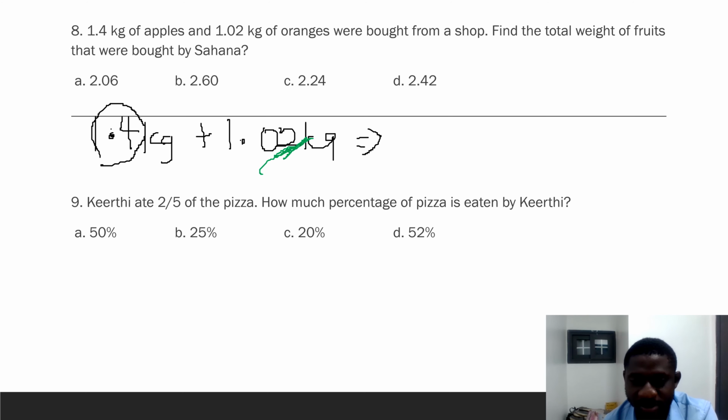Now, let us write the addition well. So let's put all of them in two decimal places. You can see 1.40 plus 1.02.